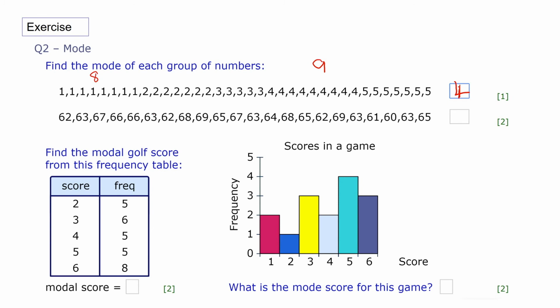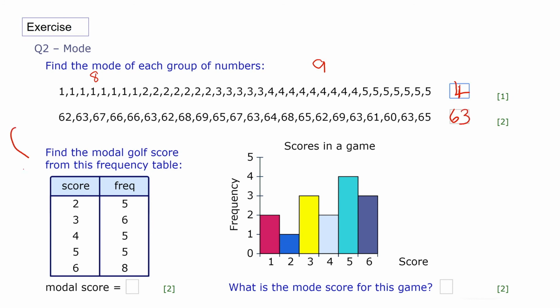Okay, looking at this next set of data then. Now you may find it easier to put them in order, so maybe in ascending order first, and then that'll help you to group together. But looking at this here then, it looks as though the most popular number here is 63, I believe. So the answer there is 63.